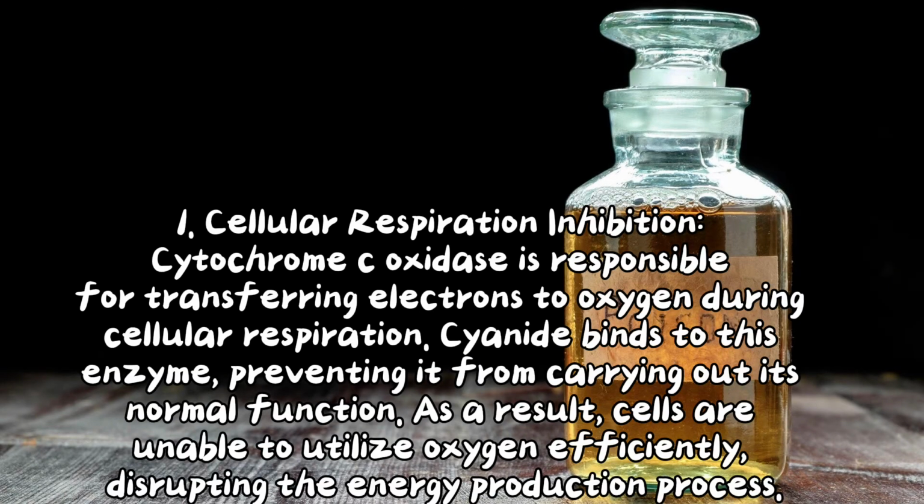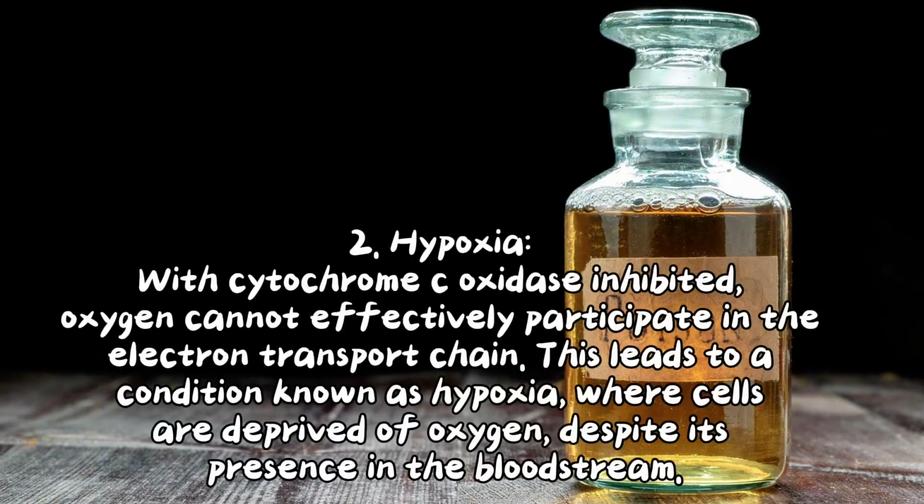1. Cellular respiration inhibition. Cytochrome C oxidase is responsible for transferring electrons to oxygen during cellular respiration. Cyanide binds to this enzyme, preventing it from carrying out its normal function. As a result, cells are unable to utilize oxygen efficiently, disrupting the energy production process. 2. Hypoxia. With cytochrome C oxidase inhibited, oxygen cannot effectively participate in the electron transport chain. This leads to a condition known as hypoxia, where cells are deprived of oxygen despite its presence in the bloodstream.